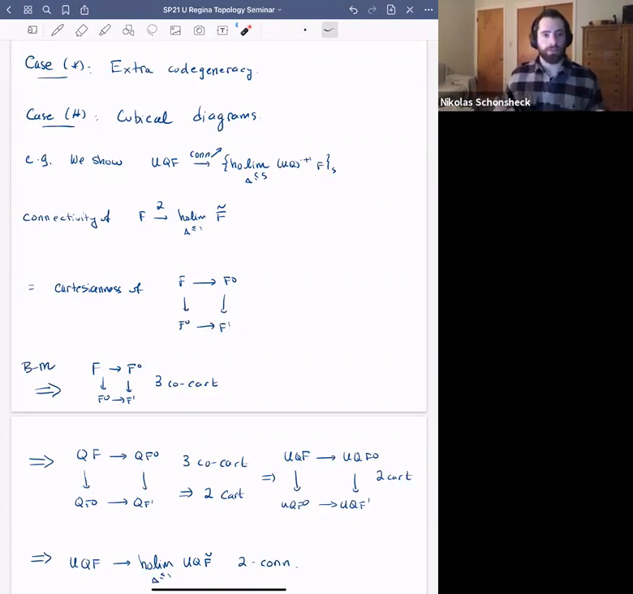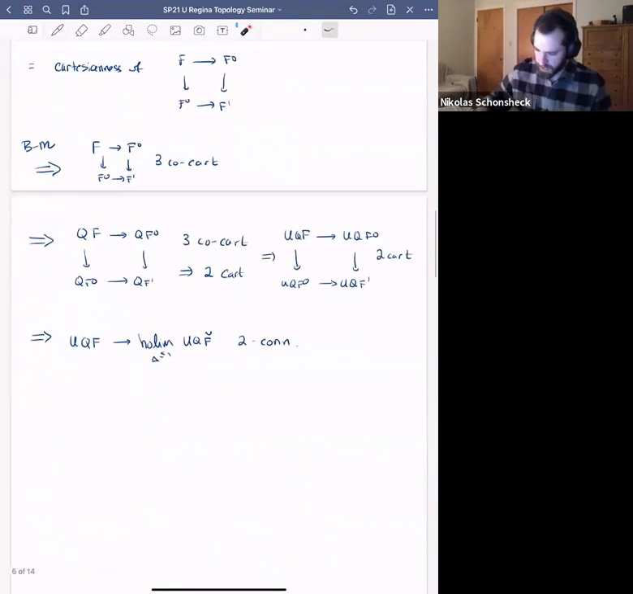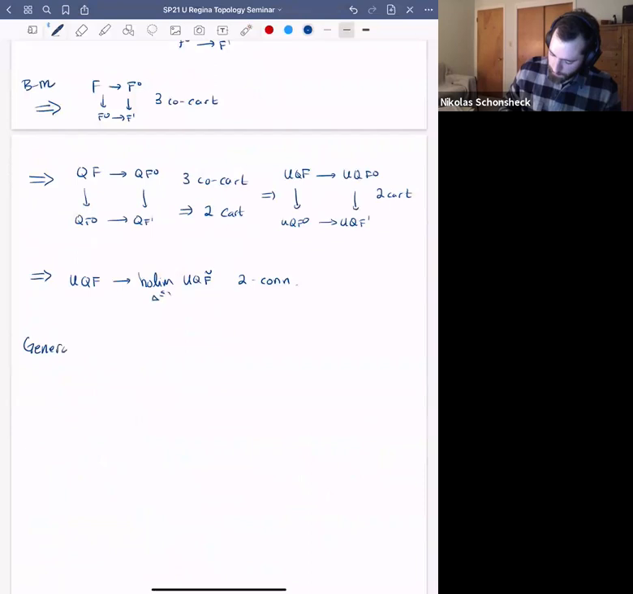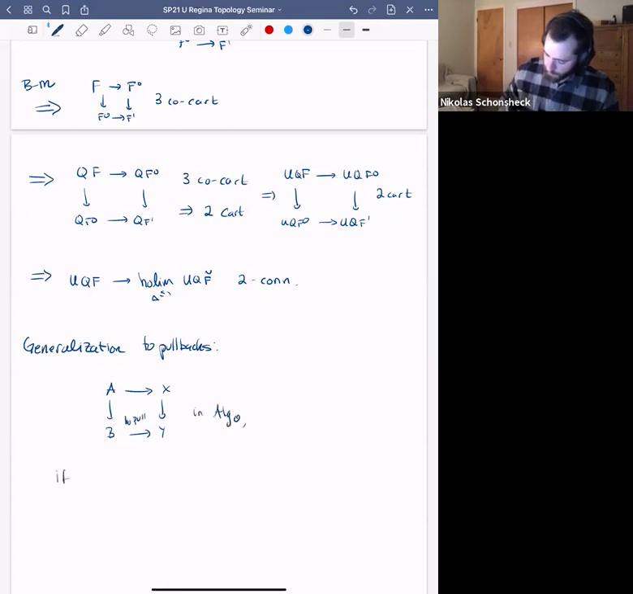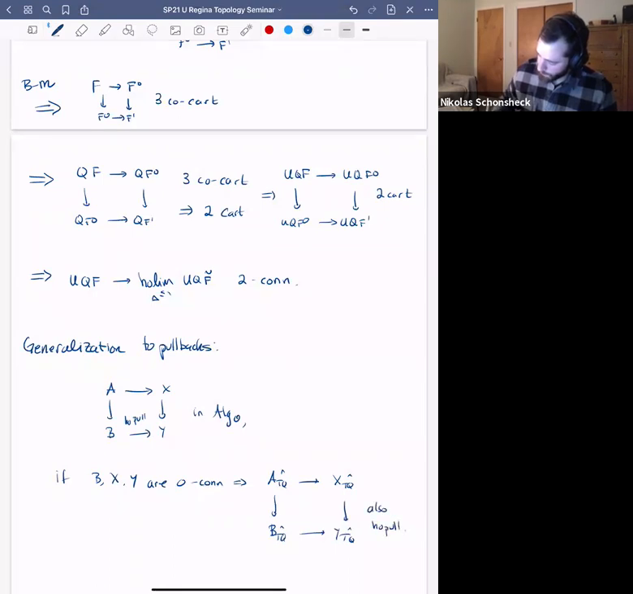The strategy also generalizes to pullback squares. So generalization: if we have a pullback square, say A to B, X to Y, a homotopy pullback in algebras, if B, X, and Y are 0-connected, then the square is a pullback after TQ completion as well. A similar kind of argument works for that.